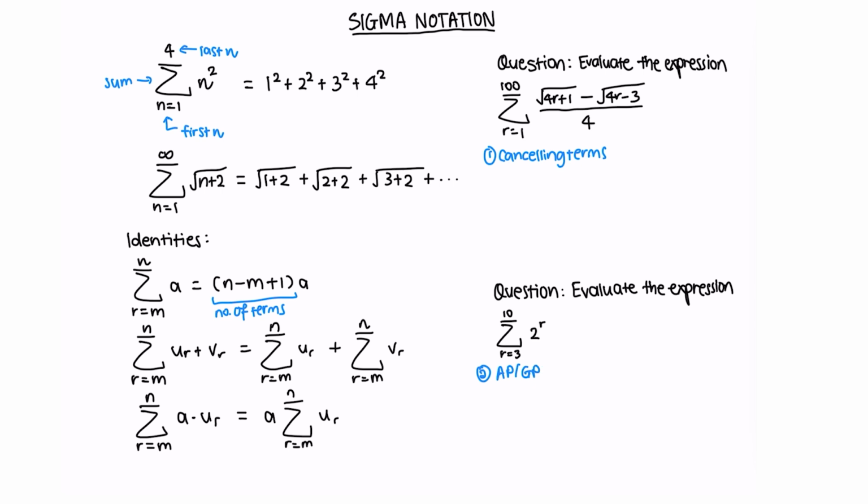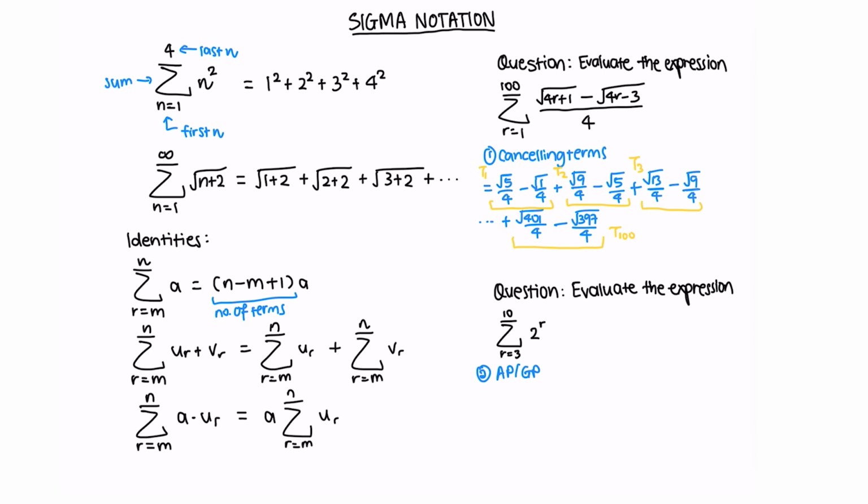Let's see how. If we try to evaluate the expression, we'll actually get root 5 over 4 minus root 1 over 4, plus root 9 over 4, and let's keep writing a bit more. Alright, so what do we do here? Let me just group them up. This is T1, this is T2, this is T3, and this is T100, or just n equals 100.